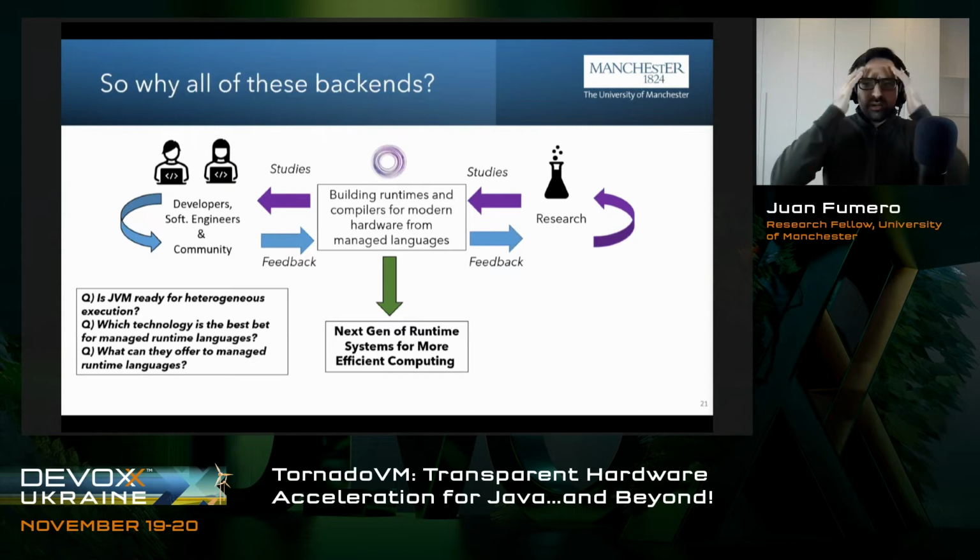So you might think, okay, Juan, but why all these backends? It seems like, for example, OpenCL is good enough, right? You can get a lot of devices. So why are you mixing in your group? Why are you investigating different approaches? Well, this is a bit of a philosophical question.